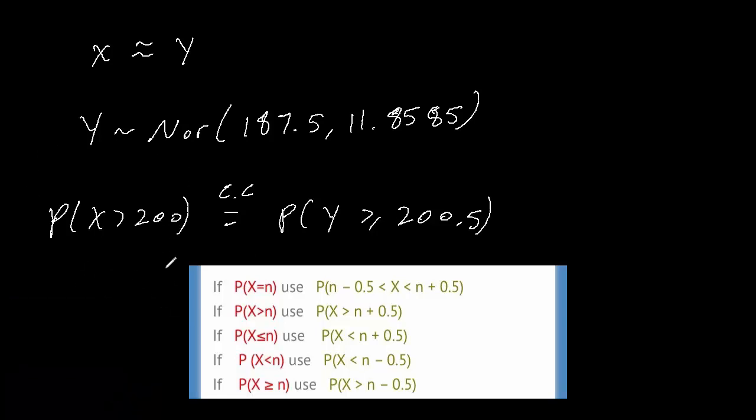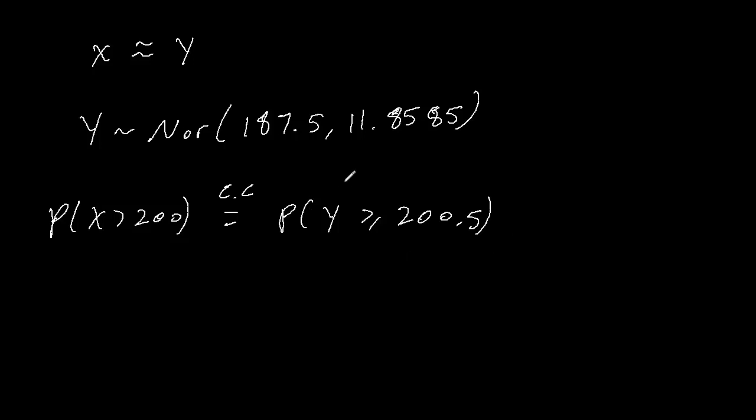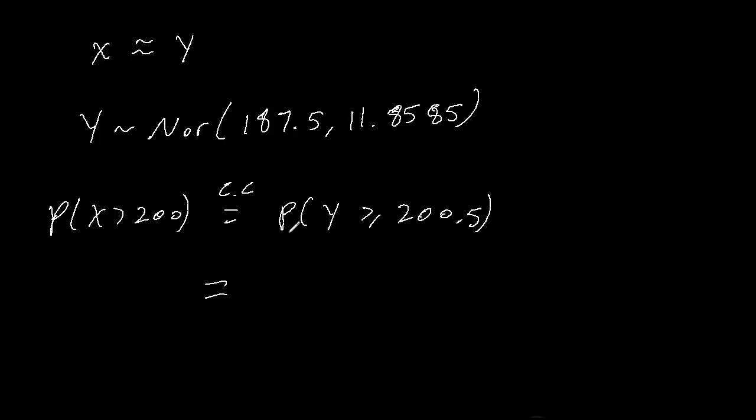Within every value for the discrete random variable, there are gaps in between, and in a continuous random variable, there are no gaps in between. Therefore, to account for these gaps, we must apply continuity correction. Now that we have this P(Y > 200.5), we must now standardize it. So we must calculate the z-score.